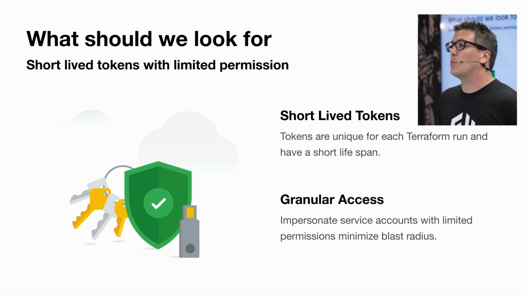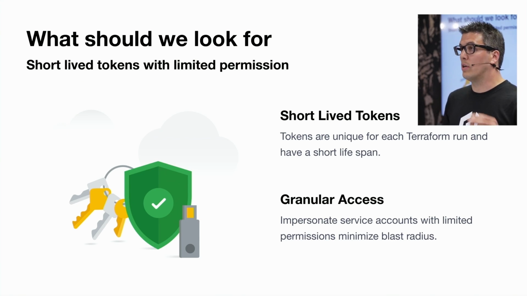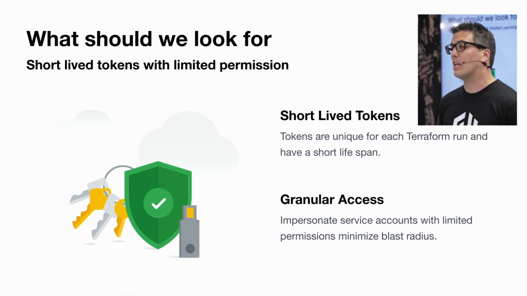And another one is that we want to have granular access. So applying the principle of least privilege, making sure that we are able to impersonate a service account that has limited permissions. And in case a token gets exposed, then we minimize the blast radius. So that's about the problem. Let's look a bit at what solution we have.